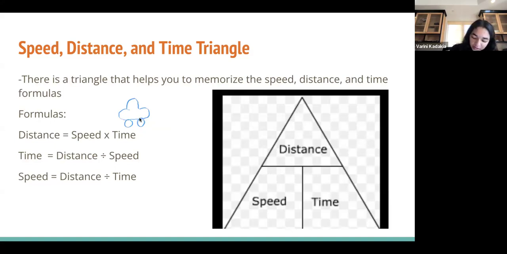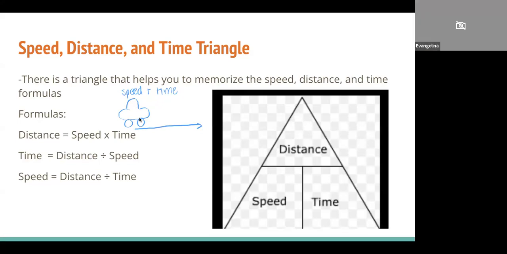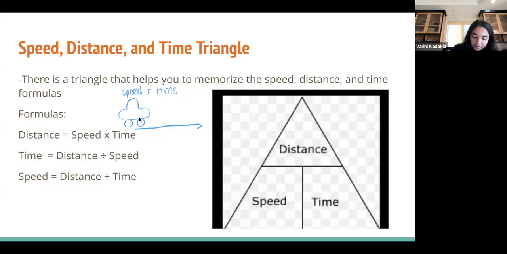So the distance the car travels is dependent on not only the speed it travels, but also the time it travels, right? Because the more time you travel, the further you'll go. And the faster the speed you travel, the more distance you'll cover, right? Okay, so this is where we get our distance equals speed times time.